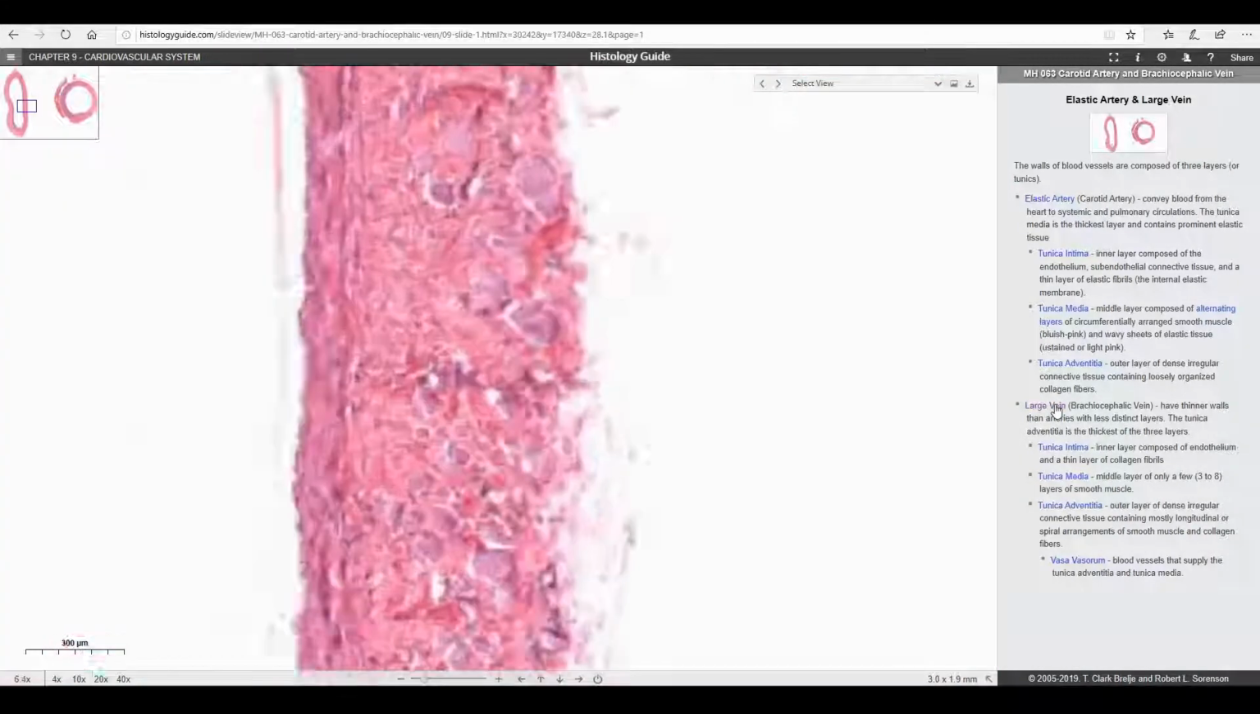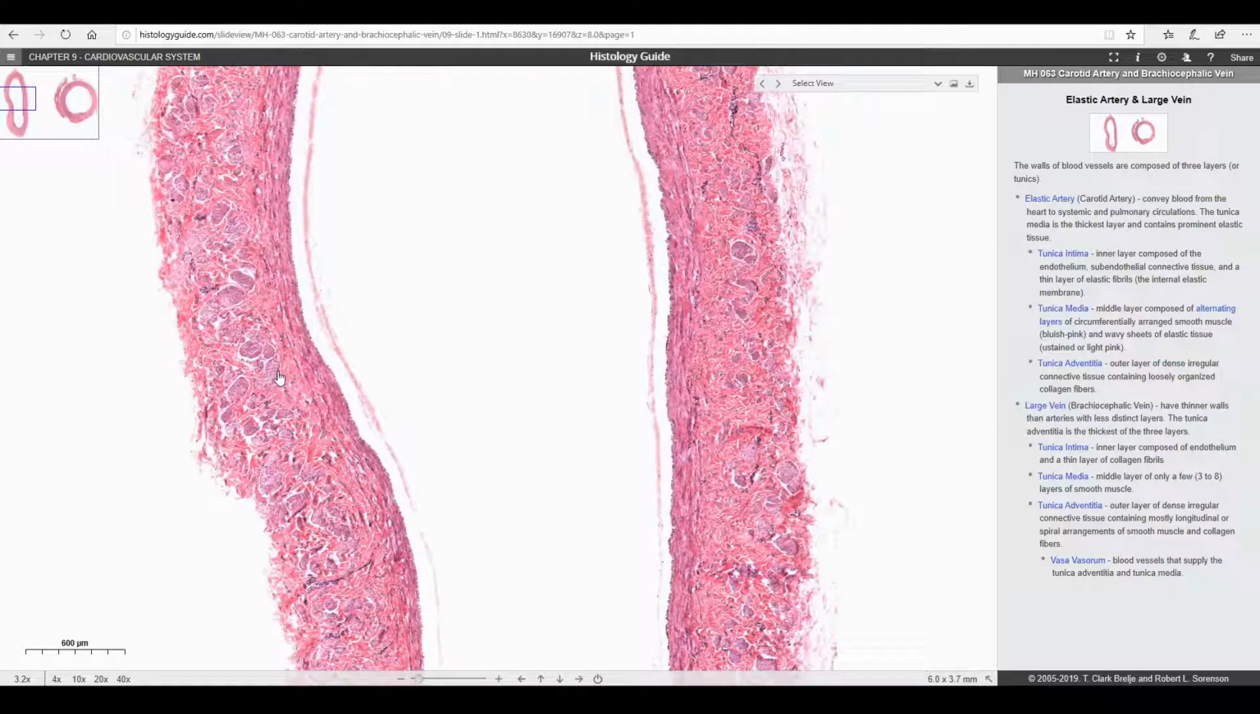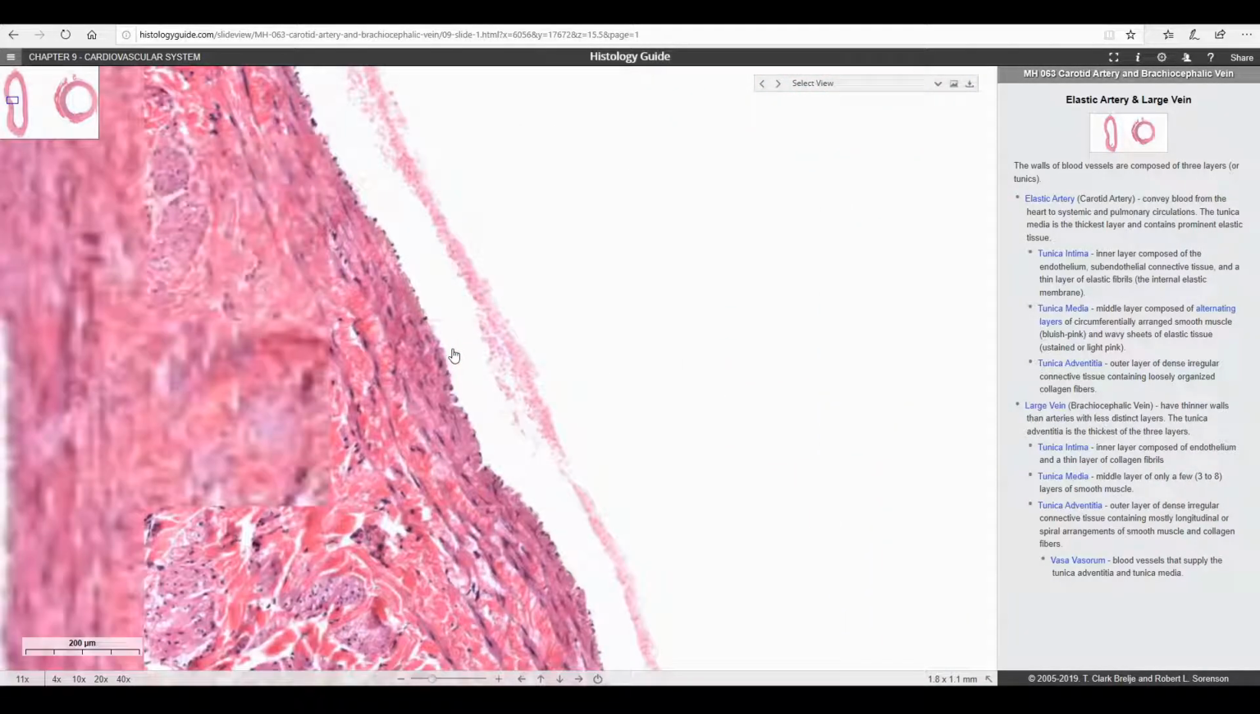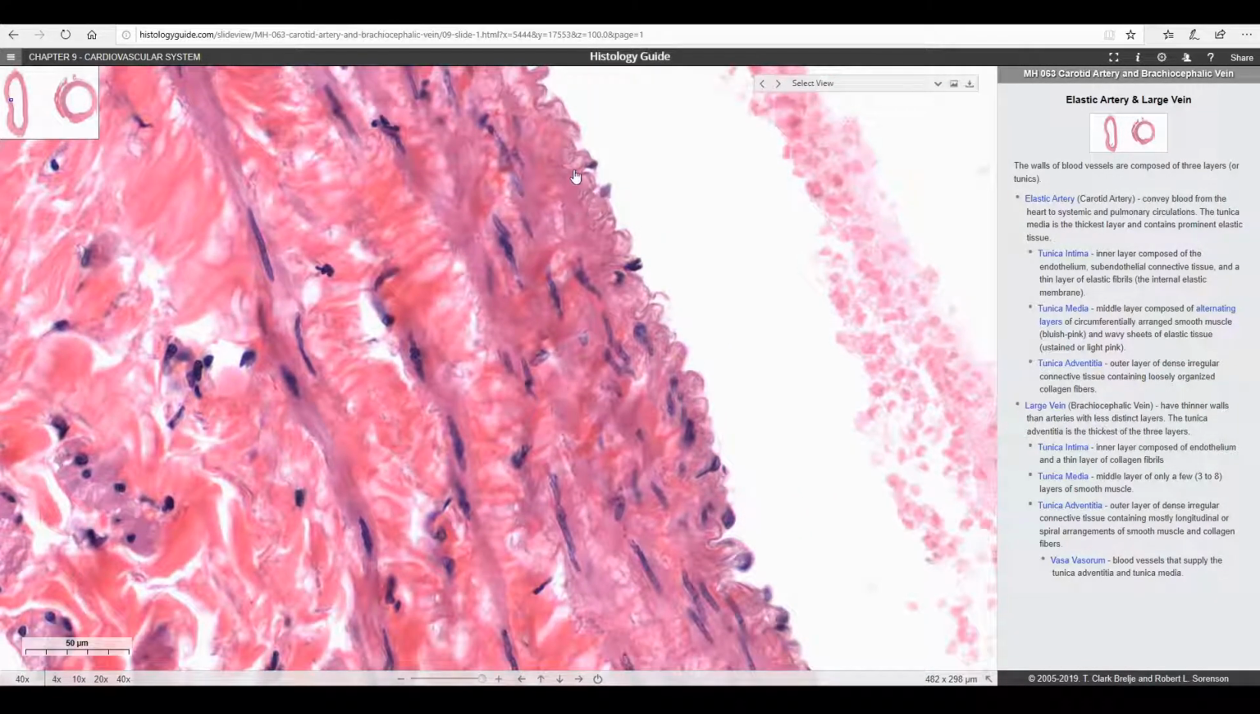Now let's go to the vein. This is specifically the brachiocephalic vein. If we zoom in, this is the lumen again. We can zoom in on the tunica intima, and we can see the same exact structures: the simple squamous epithelium and the very short and small subendothelial layer.